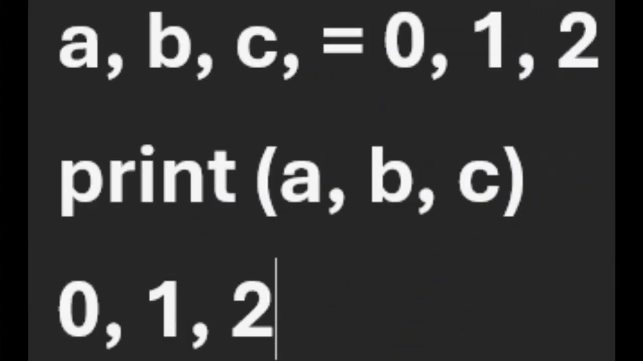Next is the ease of initializing numbers to variables. For example, you type a, b, c equals 0, 1, 2. So a equals 0, b equals 1, and c equals 2. It's a bit easy, a bit peasy, and a bit cheesy.